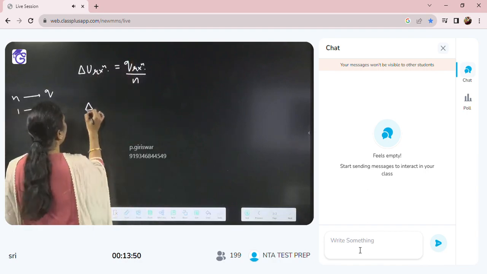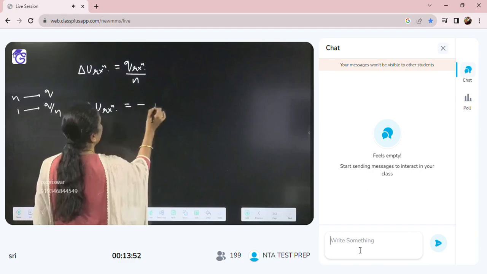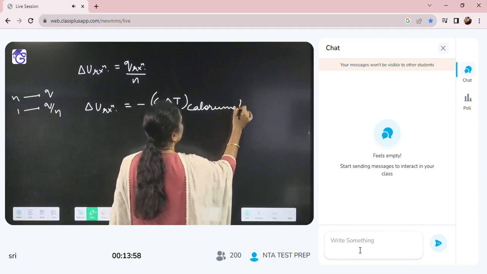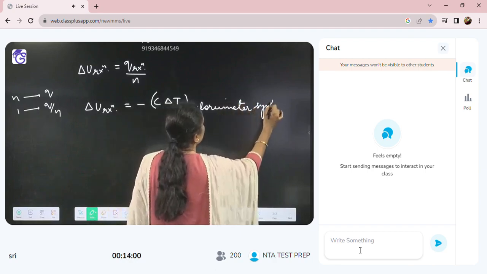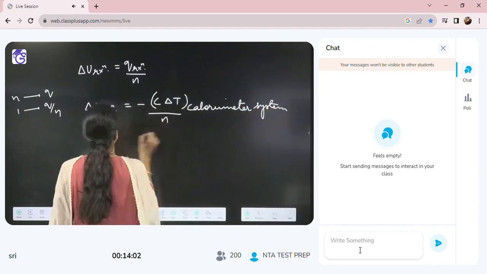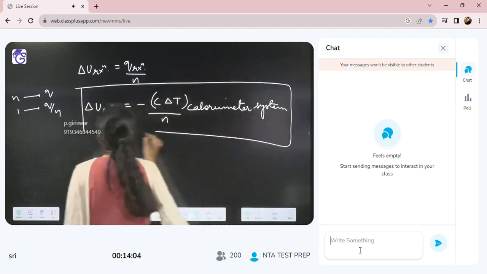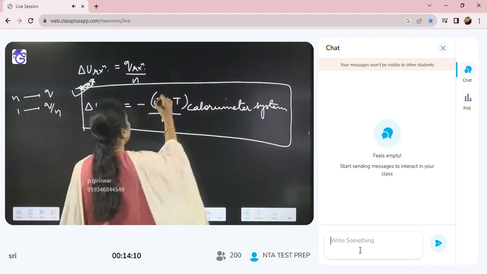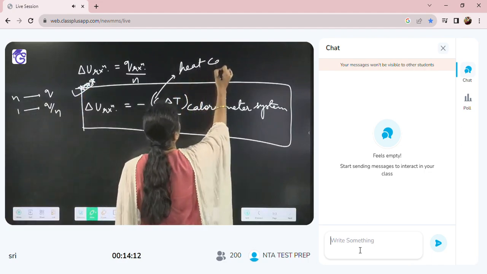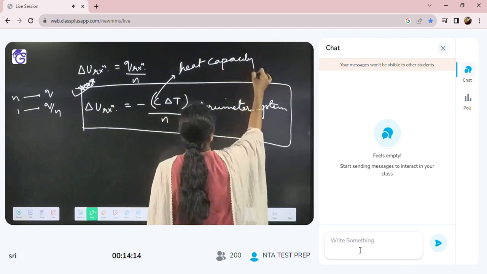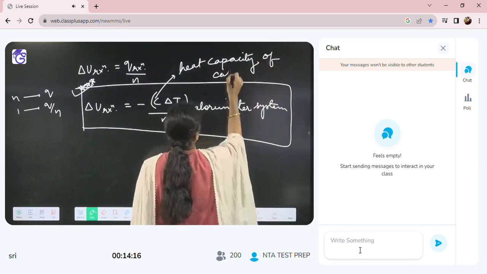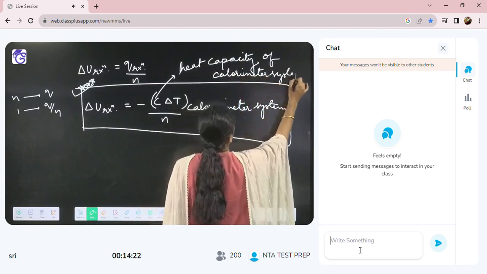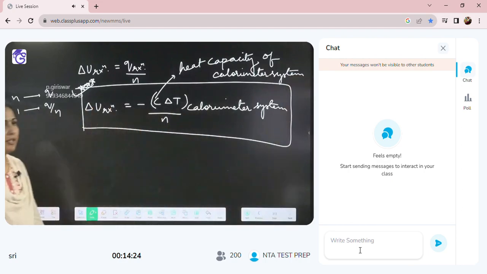So ultimately the formula will become delta U equal to minus C delta T for the calorimeter system divided by N. And this is your main formula which you have to remember. Right? Where C is the heat capacity of calorimeter system. Sometimes they may simply write heat capacity of calorimeter also, one and the same thing, right?